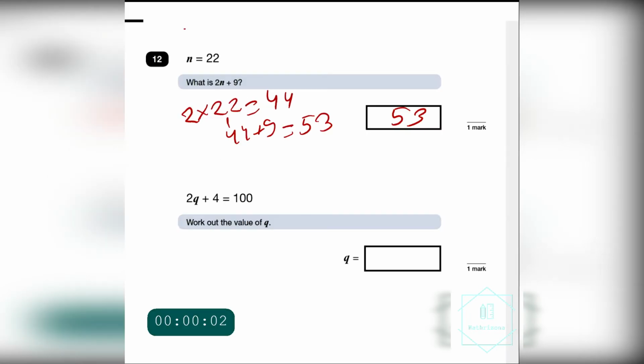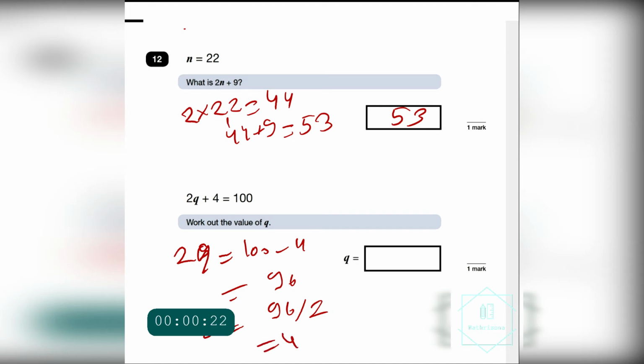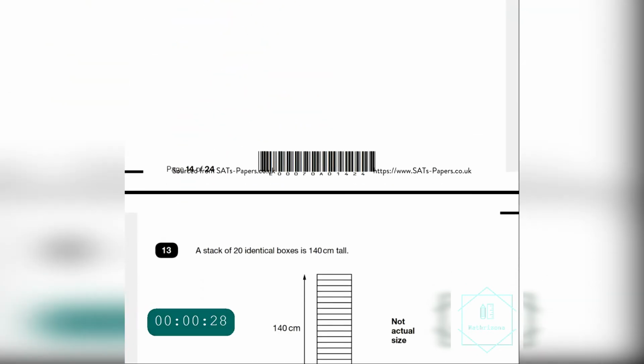Okay, in this one 2q plus 4 is equal to 100. So for this we can do 2q is equal to 100 minus 4, is 96. Then q will be 96 divided by 2. 2 fours are 8, 2 eights are 16. So that is 48. So let's move to the next question.